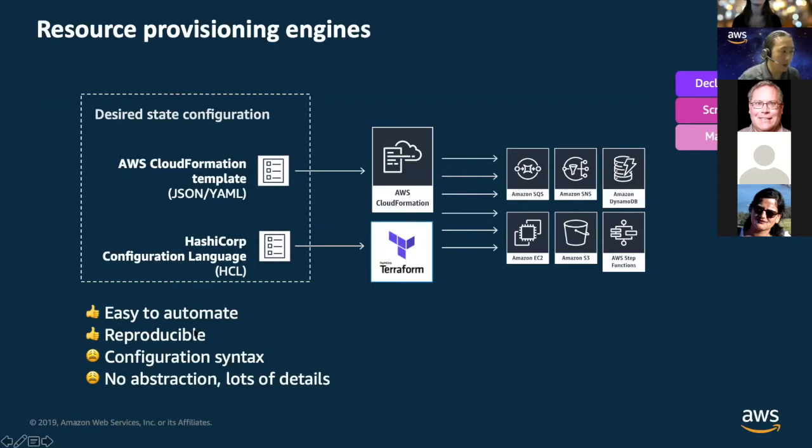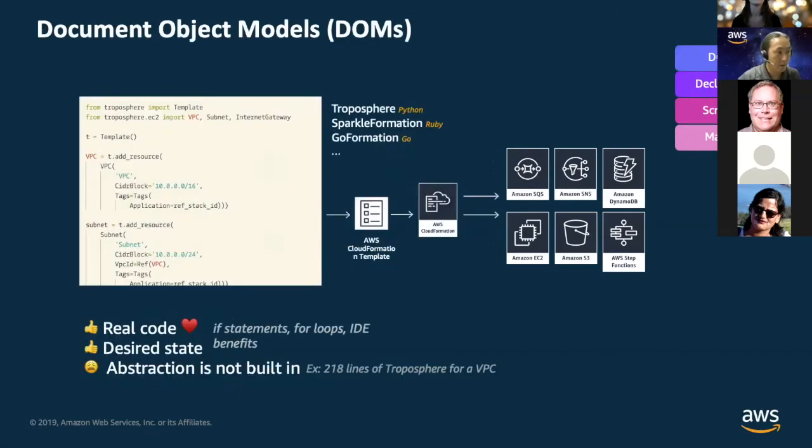However, it's easy to automate and reproduce as well, but the syntax is a little ugly and there's no abstraction. So you have a lot of details. Just creating that VPC we did today is probably a couple hundred lines. There's some people who worked on this to make this better. The problem with declarative languages is there's no logic, so you can't make a choice at all, basically. So we have some document object models which put code on top of the API, the CloudFormation and stuff like that. That means if statements, for loops, you can use an IDE, but there's no abstraction. And so if you want to just create that VPC we did before, which was a few 20 lines, it's like 200 lines of code.